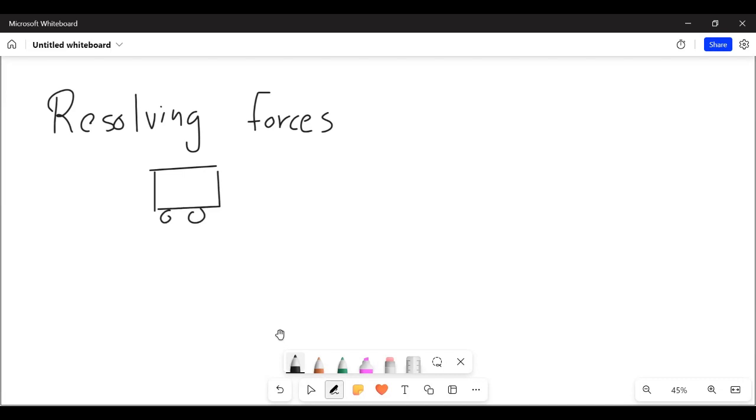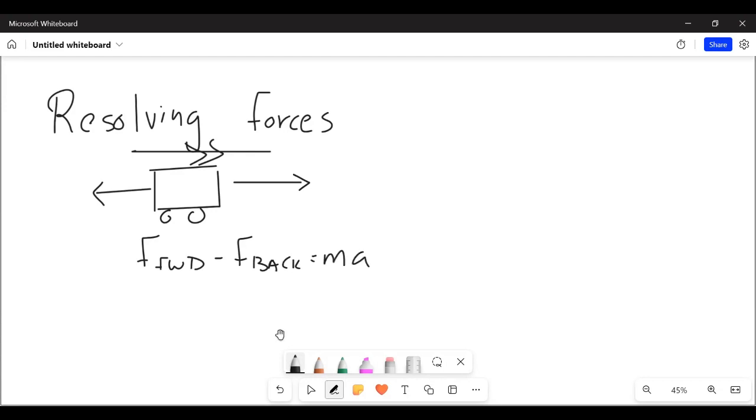And we've studied forward forces, and we've studied backward forces. And we know that forward force minus backward force equals ma. So far, our forward force and the backward force have been horizontal forces. Both of them have been horizontal forces.